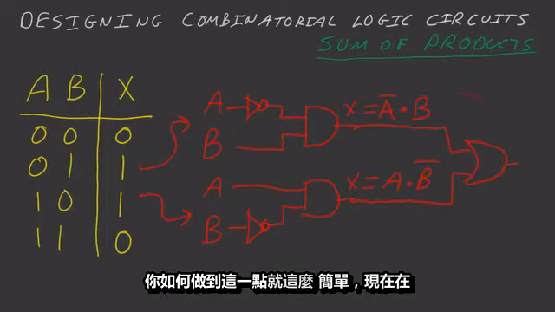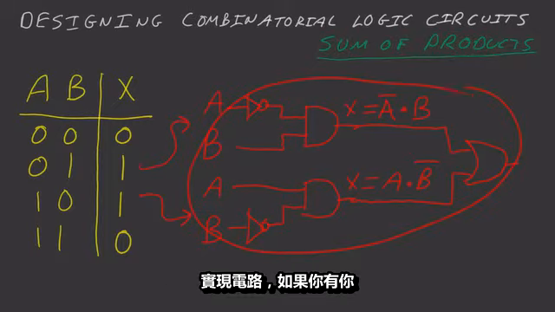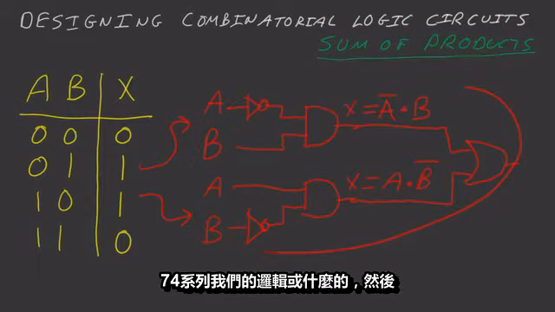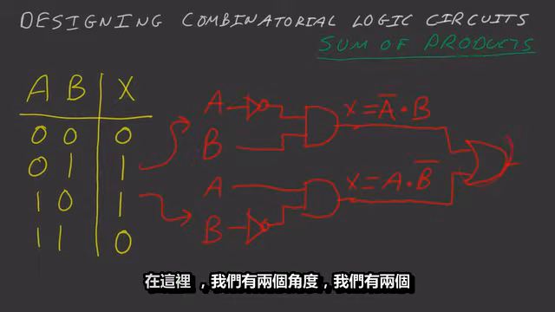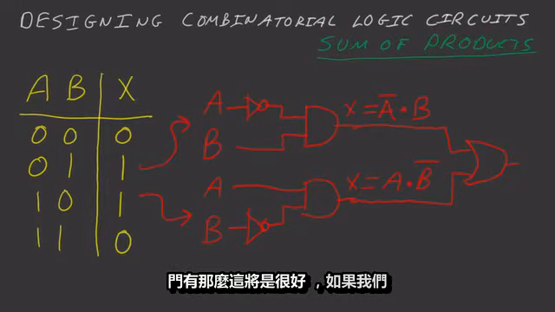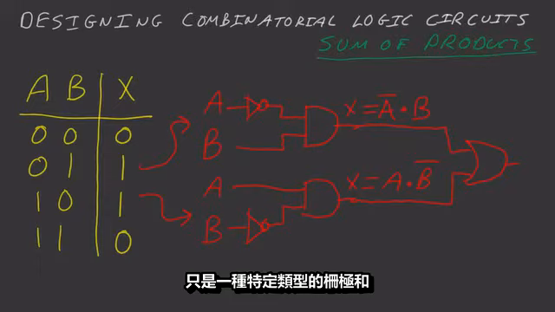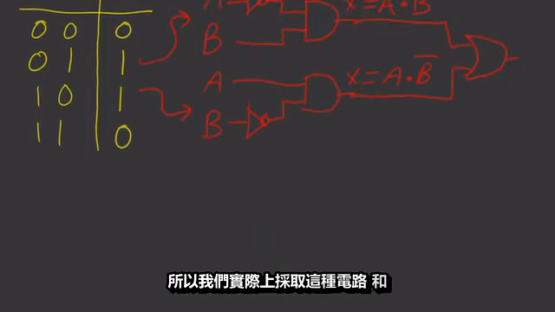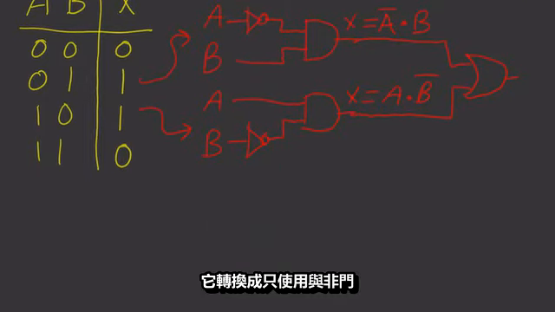It's that simple. Now, in practice, this might not be the easiest circuit to implement if you've got your 74 series logic or whatever, because look, we've got an OR gate over here, we've got two AND gates, we've got two inverters, three different types of logic gate there. So it'd be nice if we consolidated this circuit into just one particular type of gate. And probably the best way to do this, and most versatile, as we'll see, is with the NAND gate. So let's take this circuit and convert it into just using NAND gates.